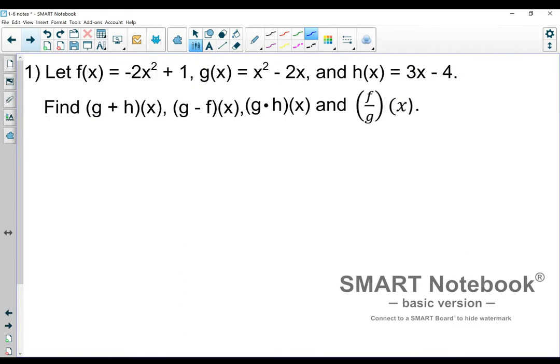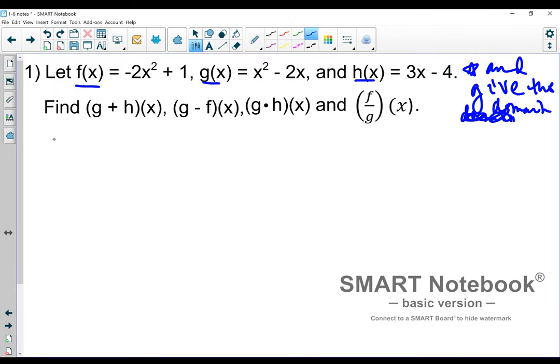So for number 1, we're given three functions, f of x, g of x, and h of x. And then we're asked to do all these different things, g plus h of x, g minus f of x, g times h of x, and then f minus g of x. And we're also going to give the domain. We need some practice with that. Give the domain.